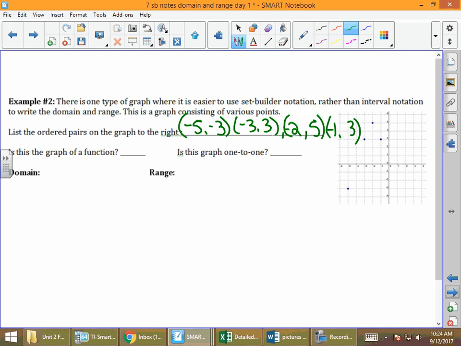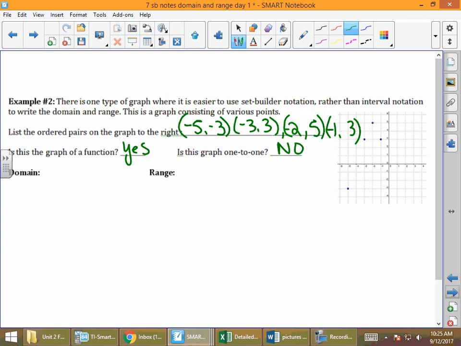is this graph a function? Notice, -5, -3, -2, -1. No x repeats, so yes, it is a function. Is it 1-to-1? No, because we've got a 3 for a y value in our second point, and we have 3 for a y value in our fourth point. The y values repeat, so no. It fails the horizontal line test is another part of this.